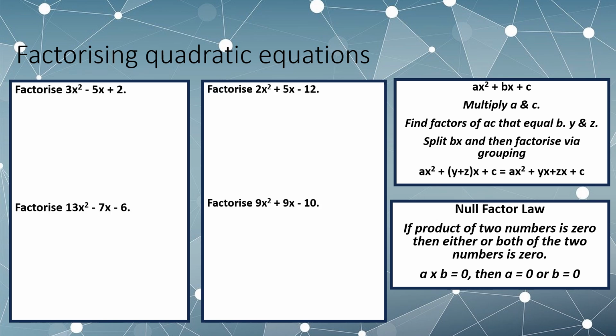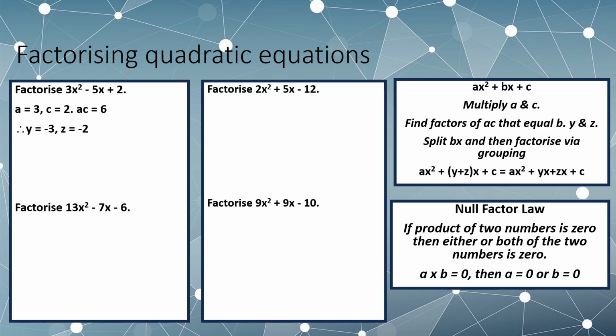Our first one is 3x squared subtract 5x plus 2. So our a value equals 3 and our c value equals 2. Therefore, AC is equal to 6, remembering that AC is A multiplied by C. As we wish to get to -5, which is our B value in this equation, we will need to have Y is equal to -3 and Z is equal to -2. Remembering that negatives multiply together to give a positive. So -3 multiplied by -2 gives us our 6 value.